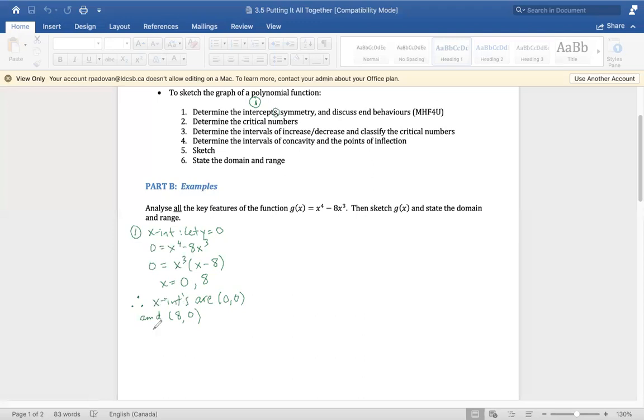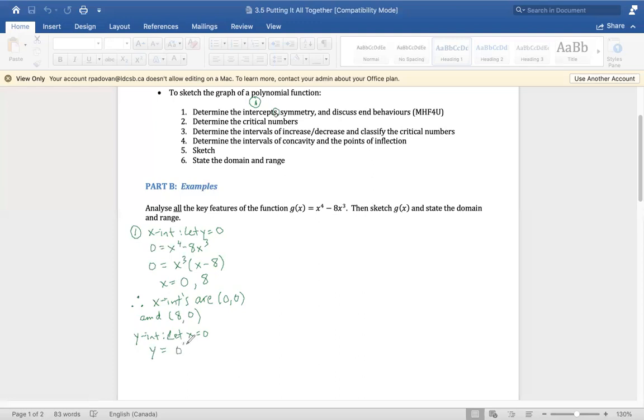But intercepts, right? I need to also get the y-intercept. So again, to get the y-intercept, I'm going to let x equal 0. In grade 9, I wouldn't have used g of x, so I'm just going to write it out as y and put 0 in place of x.